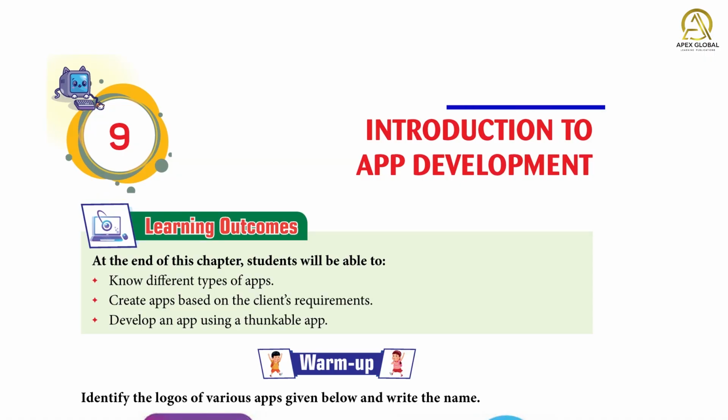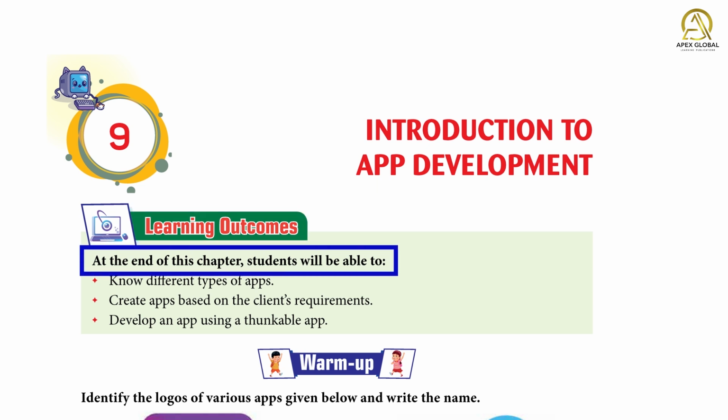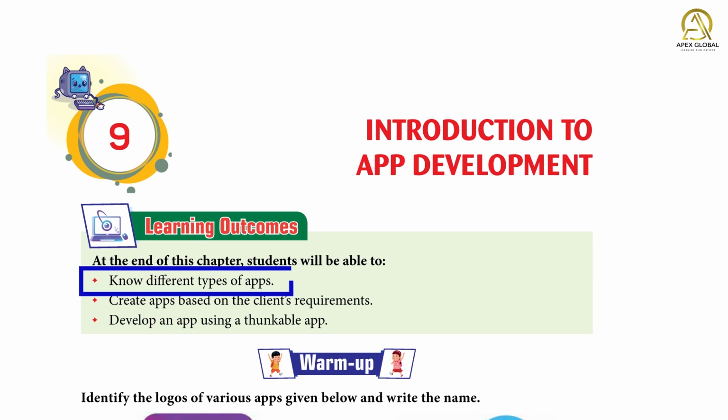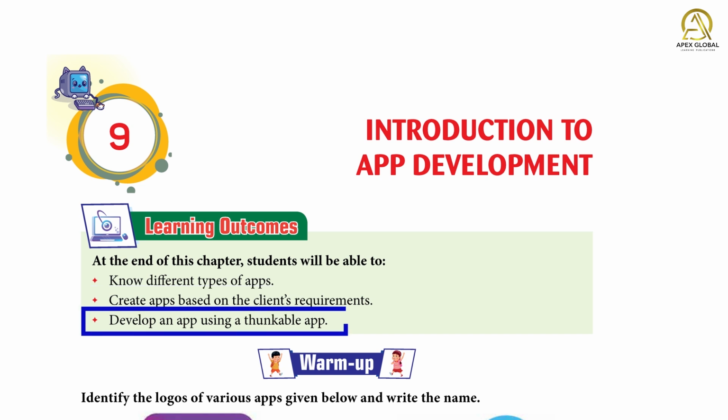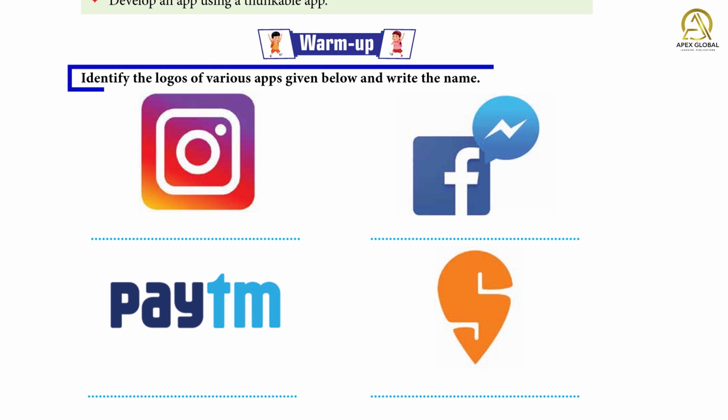Chapter 9: Introduction to App Development. Learning Outcomes. At the end of this chapter, students will be able to know different types of apps, create apps based on the client's requirement, and develop an app using a chunkable app. Warm up: identify the logos of various apps given below and write the name.